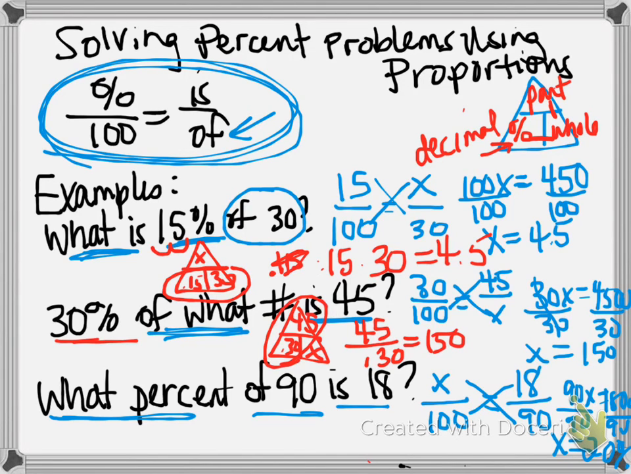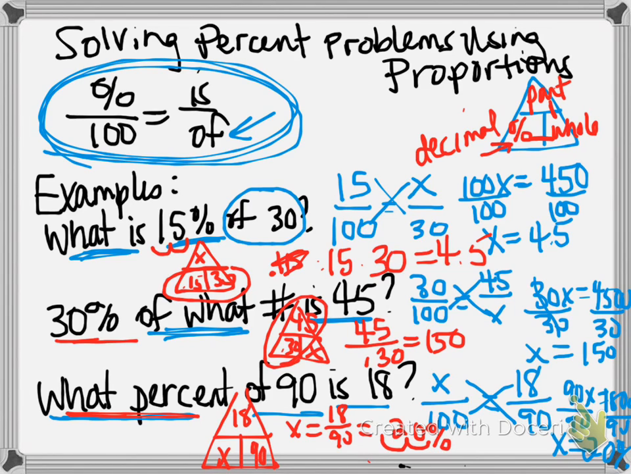Okay, and then finally, this one, you have what percent? You don't know that. Of 90 is 18. 18 would be your part, 90 would be your whole. So the key here is to remember, when you do 18 divided by 90, if you divide that out, you get 0.2. To change it back to a percent, you move the decimal to the right 2, so that would be 20%.